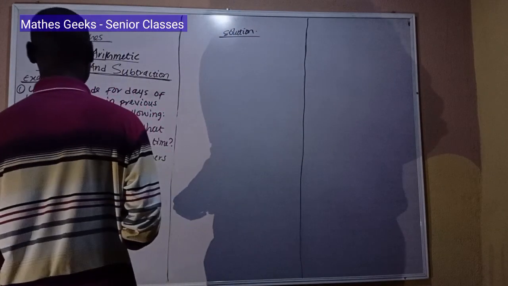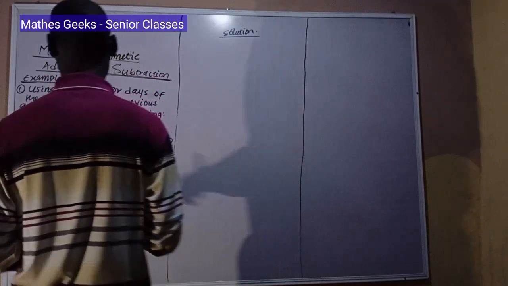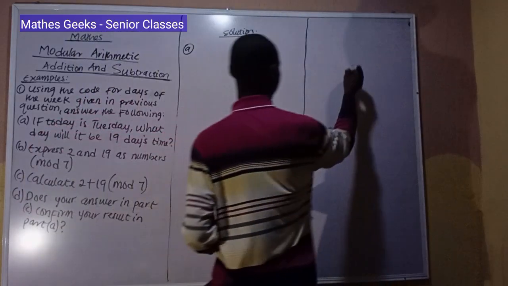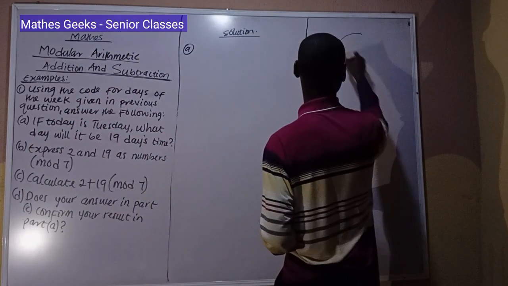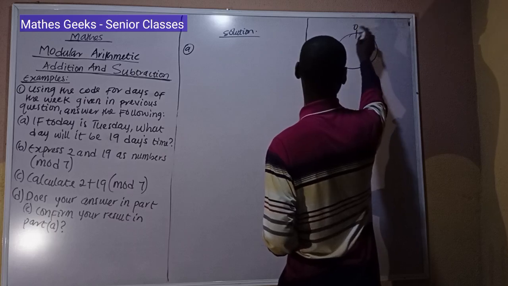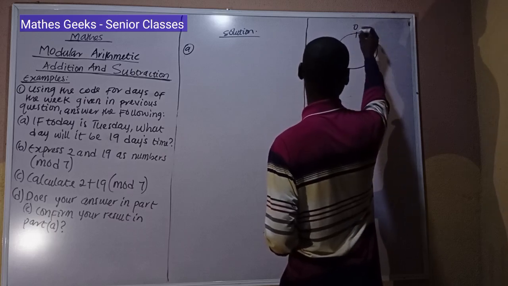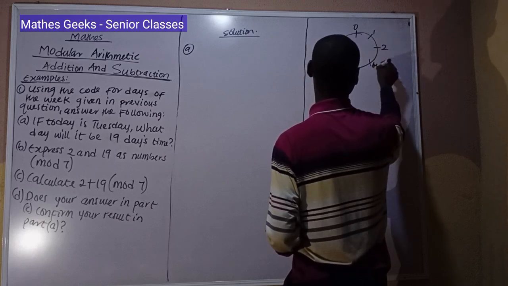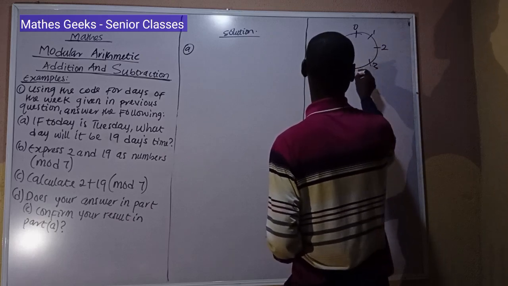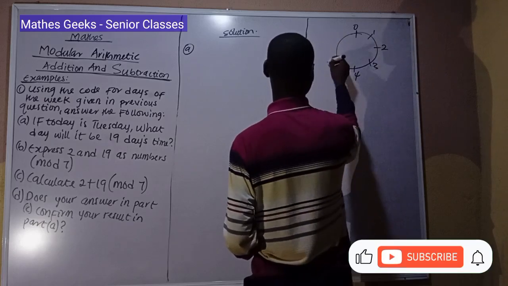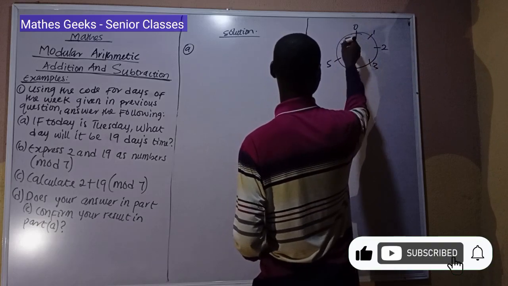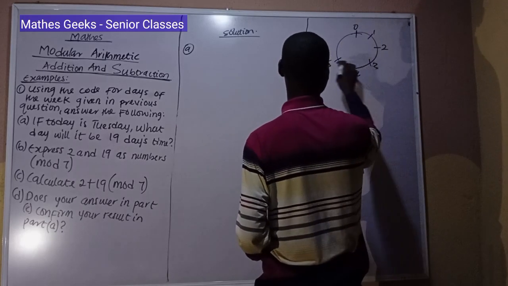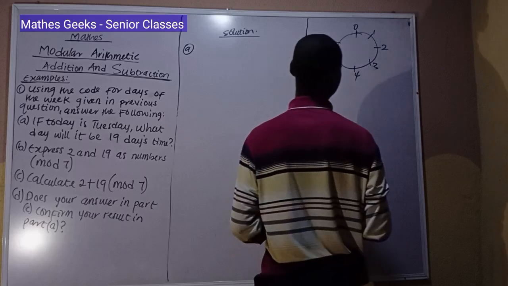So using the code for days of the week given in the previous question, answer the following. A. In the previous question, we used this code. 0 is for Sunday, 1 Monday, 2 Tuesday, Wednesday, Thursday, Friday, and 6 Saturday.